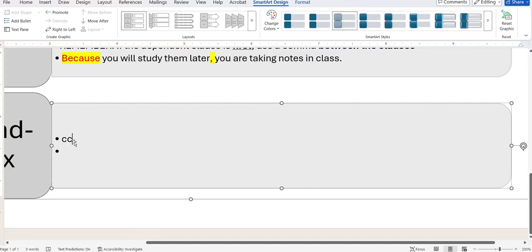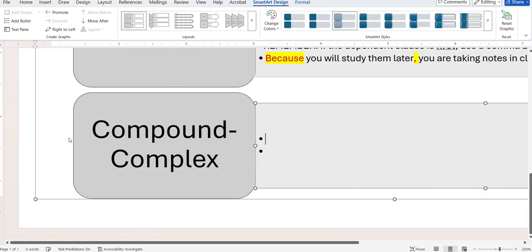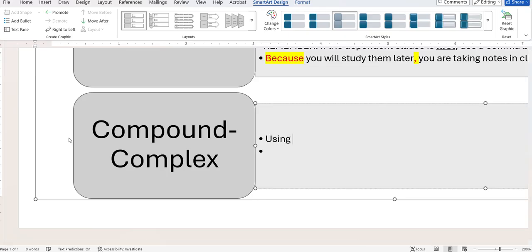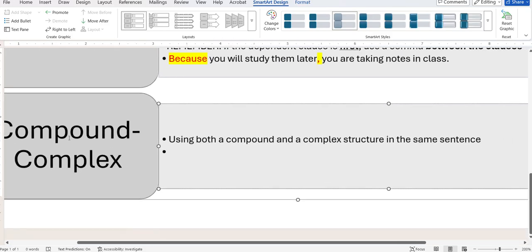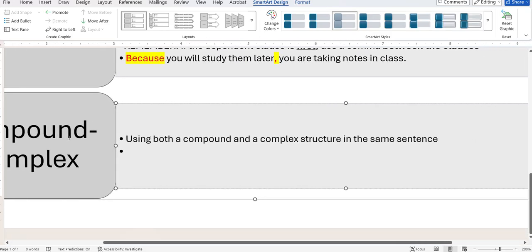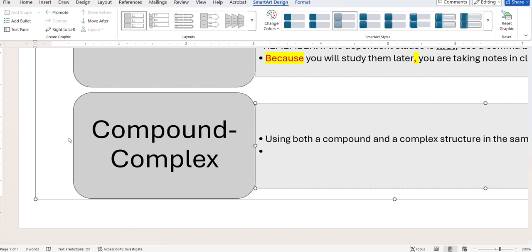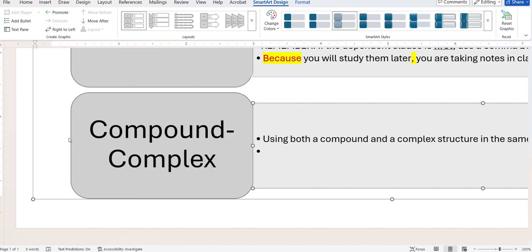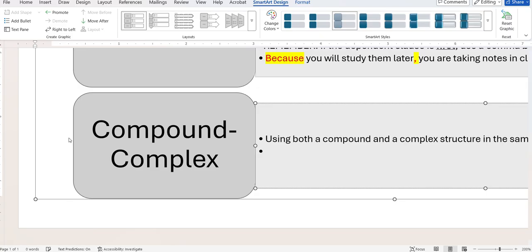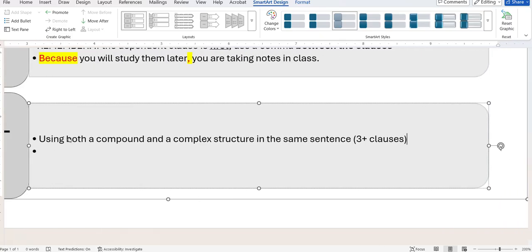Okay. Compound complex. Your last one is exactly what it sounds like. This is using both a compound and a complex structure in the same sentence. So to do that, because compound is combining two and complex is combining two, they're going to share one. So you will have 3 or more clauses in one sentence.